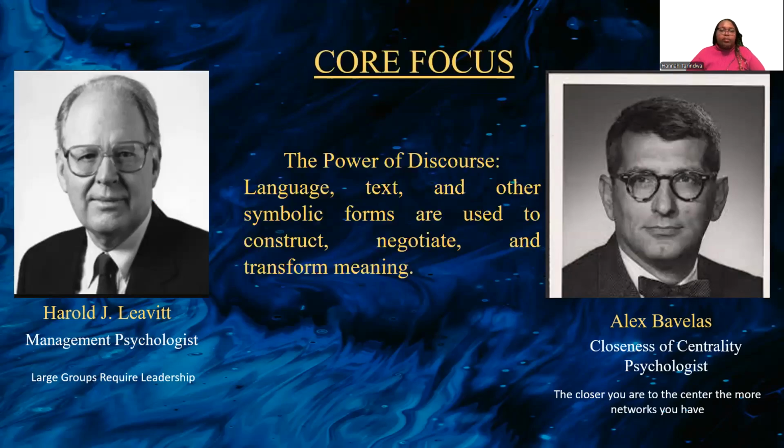They looked at the power of discourse, and they agreed that language, text, and other symbolic forms are not just used to pass on information, but they're used to construct, negotiate, and transform the meaning of information. So this is also part of our communication networks when we are looking at them. What is the meaning that's constructed? What's the meaning that's negotiated? And sometimes a meaning can actually be transformed.